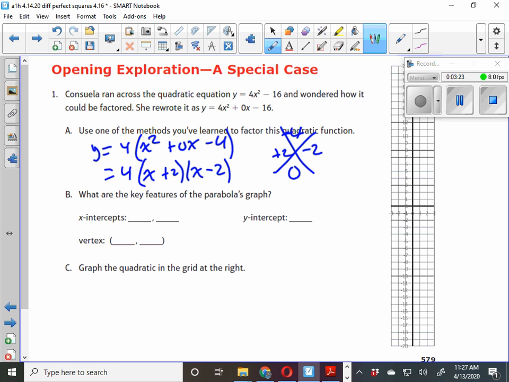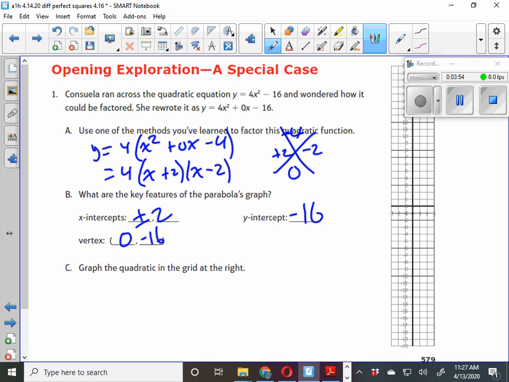What are the key features of the parabola's graph? The x-intercepts are plus or minus 2. The vertex is going to be at 0, negative 16, and the y-intercept is going to be at negative 16, since the y-intercept and vertex are going to be the same thing. They're not always that easy, guys. This is the special case, right?